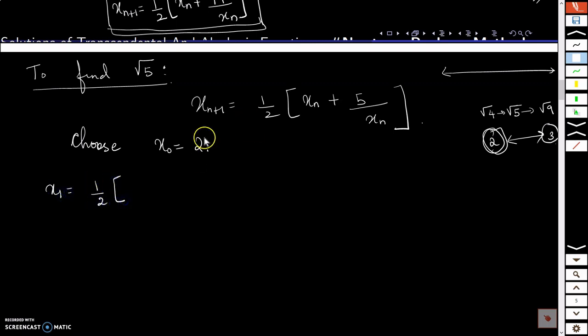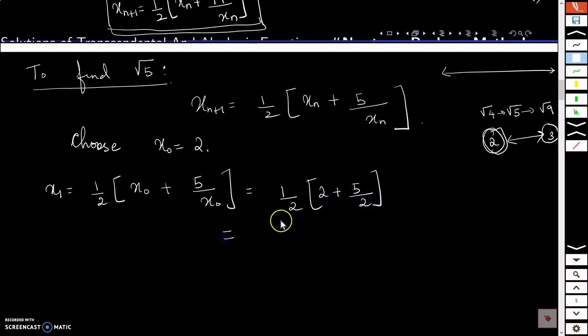That will be half x naught, the previous term, plus 5 by x naught. Sorry, x naught is how much? Let me write it down once. x naught is 2, so that will be half times 2 plus 5 by 2, right? And if you simplify this, this will turn out to be 4 plus 5, that's 9, 9 by 2, and this will be 9 by 4, right? And if you write this in decimal form, you will see that this turns out to be 2.25. So that's the first approximate root, that's 2.25.